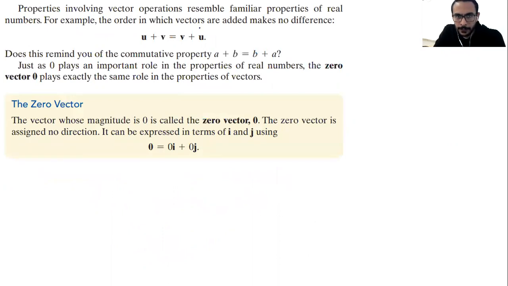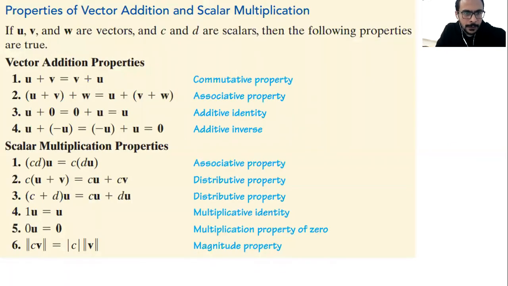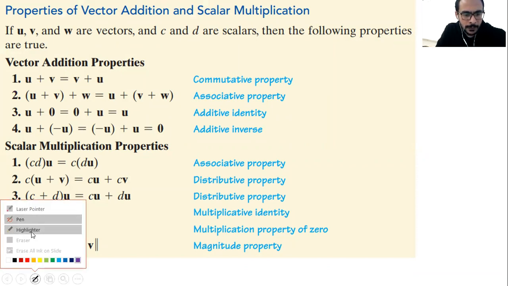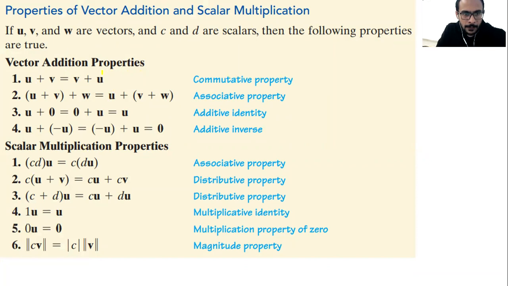Now, properties involving vector operations, simple familiar properties of real numbers like u plus v equals v plus u. It's called the commutative property. The zero vector equals 0i plus 0j. Here are the properties of vector addition and scalar multiplication. u plus v follows the same properties of real numbers, so the commutative property, which means the order doesn't matter.